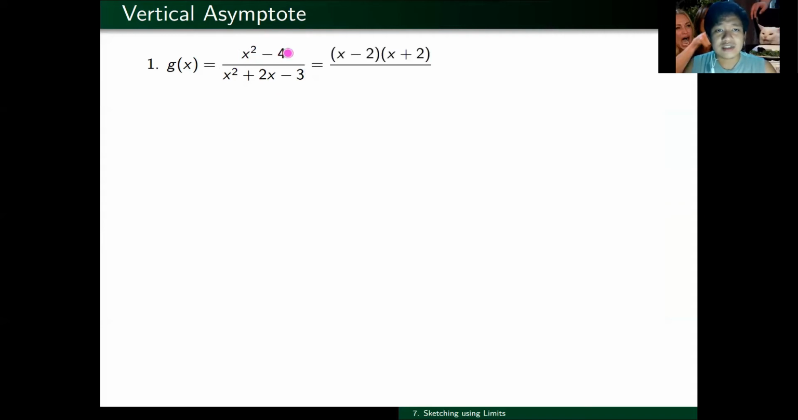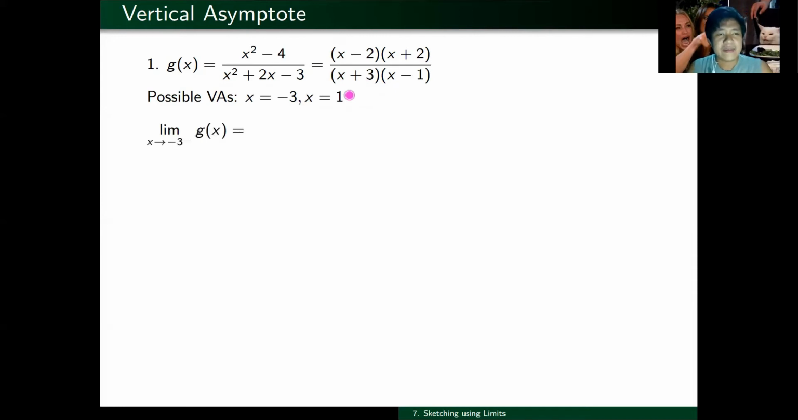Yung taas becomes x minus 2, x plus 2, pero mas importante yung sa baba. This becomes x plus 3 times x minus 1. So alam na natin, ano yung mga magpapazero sa denominator? Well, negative 3 and 1. So those are your possible vertical asymptotes. Now we check the limits as x approaches minus 3 from the left or from the right, and limit as x approaches 1 from the left and from the right. If one of those becomes an infinity, then they become vertical asymptotes.